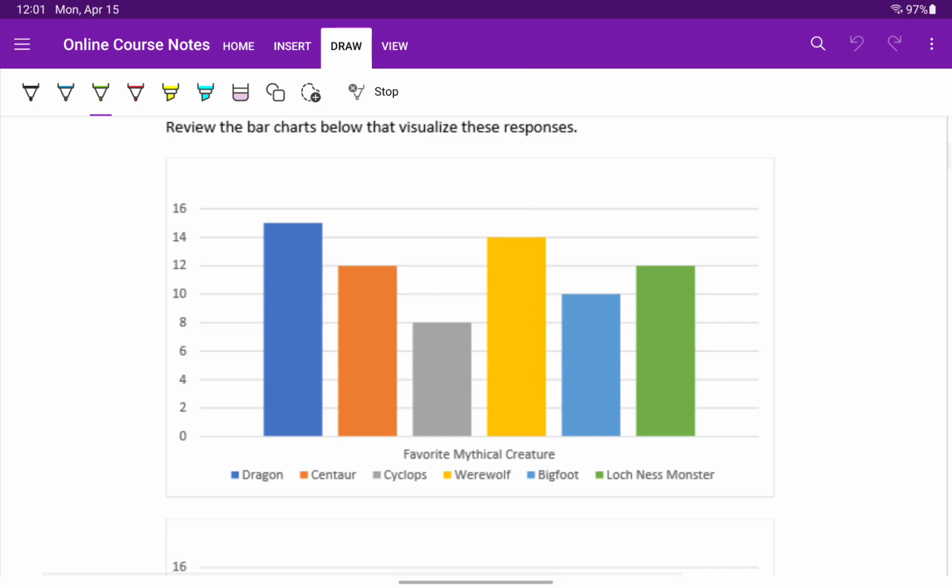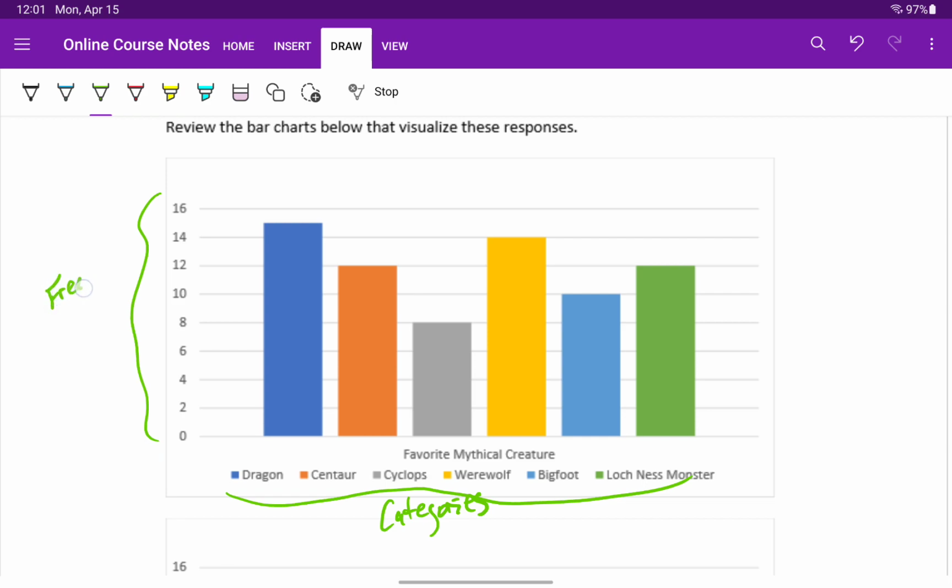So with our bar chart, along the bottom, we have each of our different categories. And then our y-axis, or the height of our graph, represents the frequency with which each category received a response.